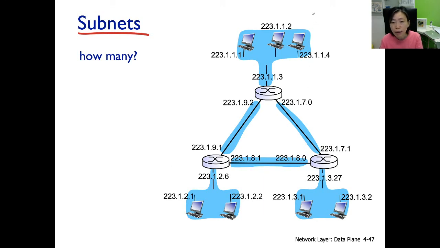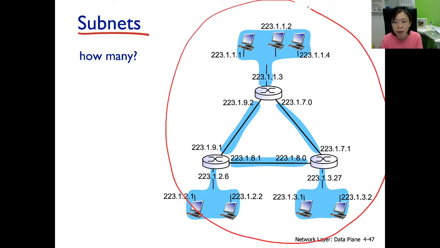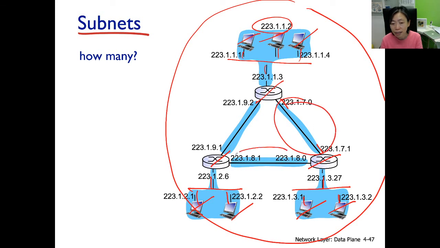So if you want to figure out how many subnets there are for this network, break all these hosts and routers apart. Interfaces physically connected, we have one up there, subnet 223.1.1. We have another one here, these three, and another one here, these three. And another one here, these two together form an isolated island. Another here and another here. So altogether we have 6 subnets in this network.